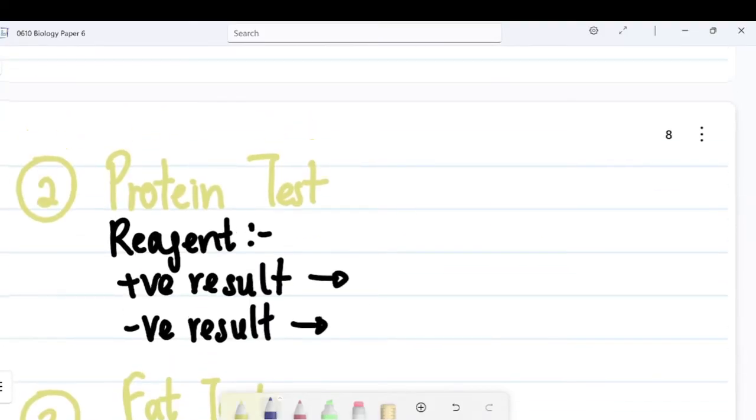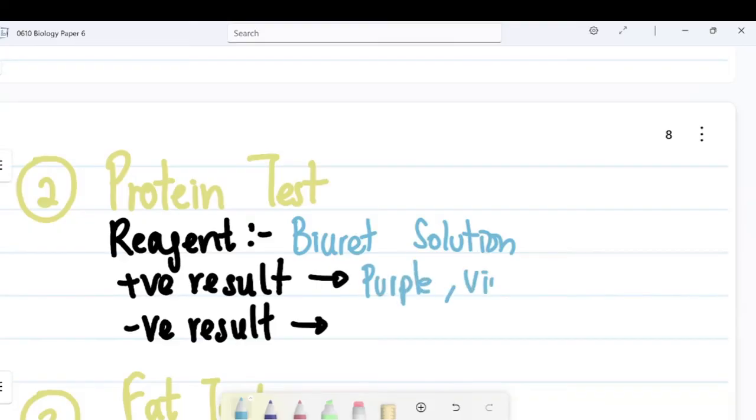The next test we're looking at is a protein test. The reagent for this is biuret solution. It's a little similar, it has a B, and you could confuse it with Benedict for reducing sugar, but no, it is biuret. The positive result is purple, lilac, violet, anything purple, okay? Negative result, because biuret is blue, is going to remain blue. And that's your 2 marks, guys.